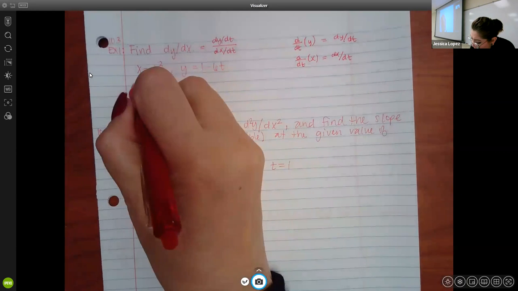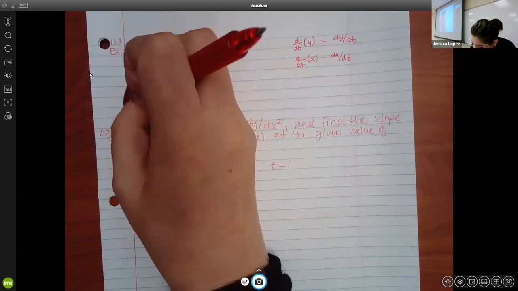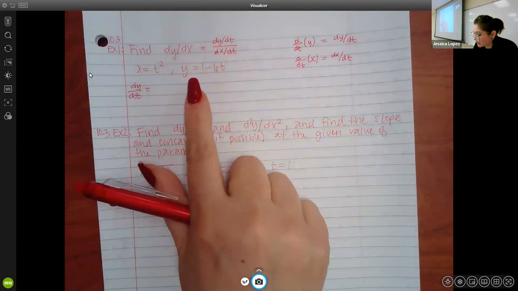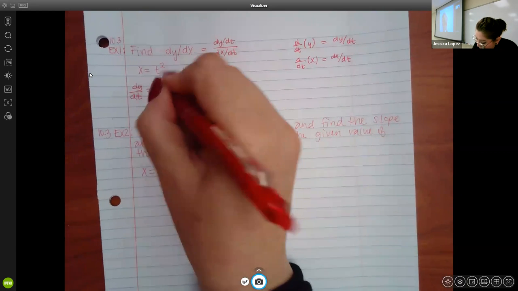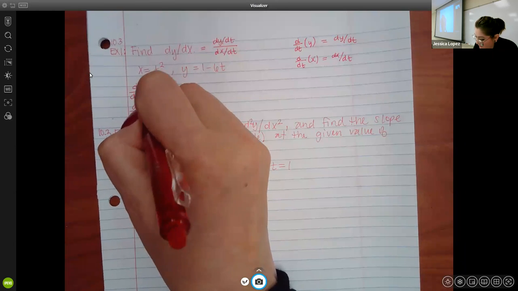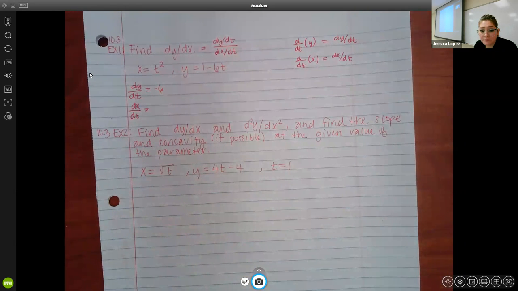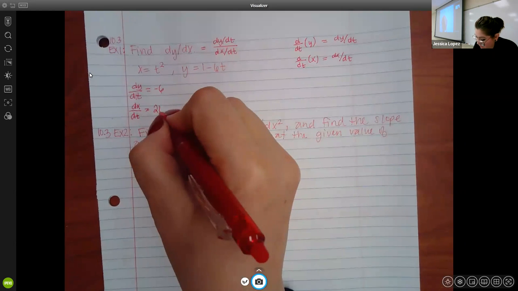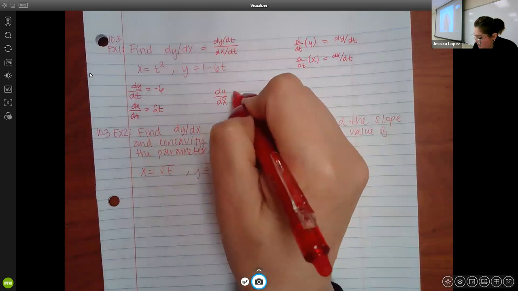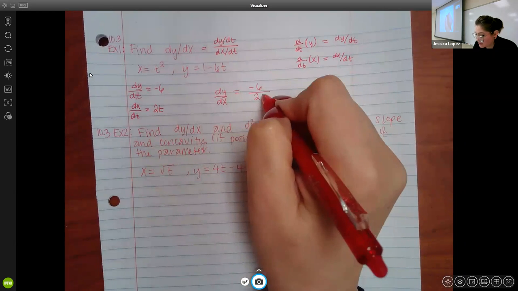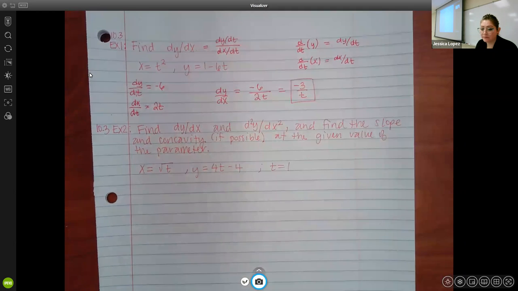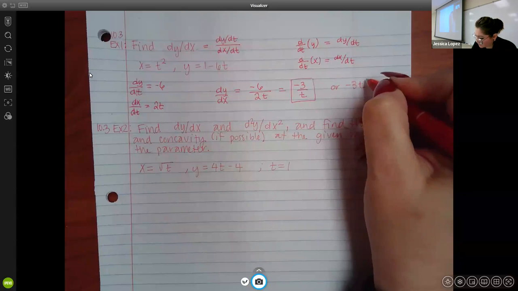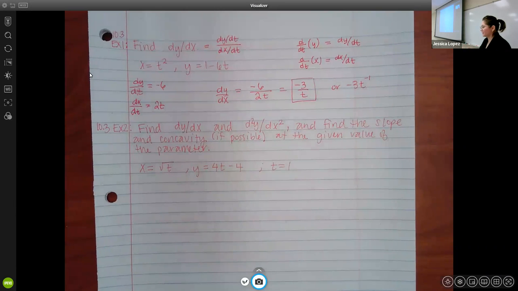So what is going to be my derivative of y with respect to t? I'm looking at this guy, and what is the derivative of this with respect to t? That would be zero and then just minus six, right? Yes. And then what about the derivative of x with respect to t? That is this one. 2t. So then if I want to know what dy/dx is, I'm just taking dy/dt over dx/dt. And if you can simplify it, go for it. But it doesn't really simplify much more than that. I think you could probably write it with the negative one exponent if you wanted, but there's nothing else you can do with that.